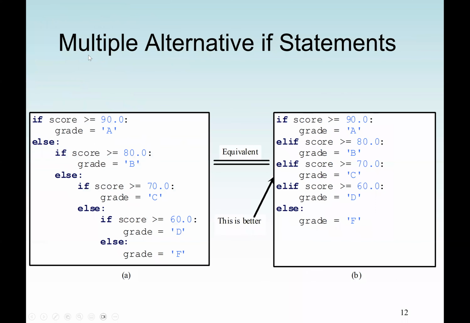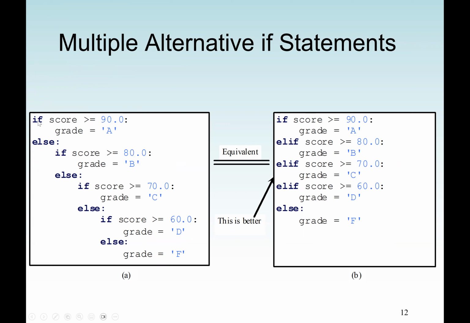So next is using the multiple alternative if statements. This means we have more than 2 conditions. For example, here is about grading. We know a student gets a score between 90 to 100, the grade is A. Then 80 to 89, B. 70 to 79, C. 60 to 69, D. And then below 60 will be F. All the rest left is F.